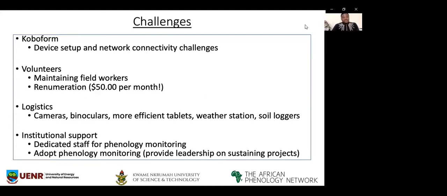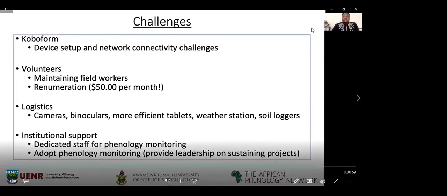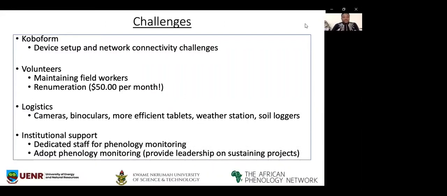The other concern also, like in the Ankasa site, there was a challenge with institutional support, for which reason the field assistant felt that he could no longer continue the work. So that kind of support is required to have the agencies where the forests are located provide a lot more support and some leadership on sustaining the projects, if not initiating, at least to sustain them by assigning dedicated staff for phenology monitoring in the long term. Because this is a PhD, it will be over maybe in about a year or two. And so we have to find a way of sustaining these projects.